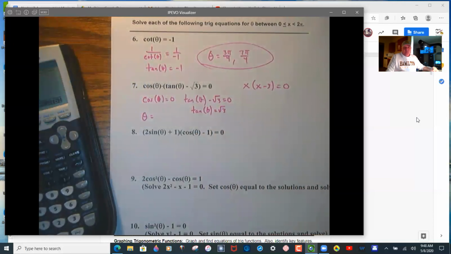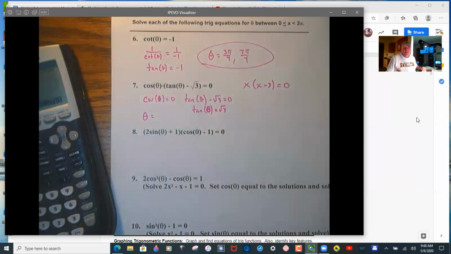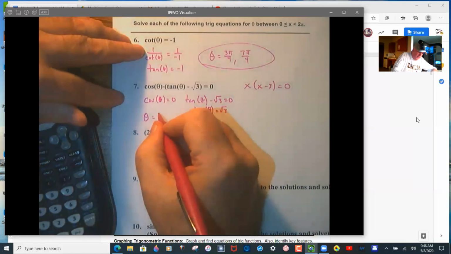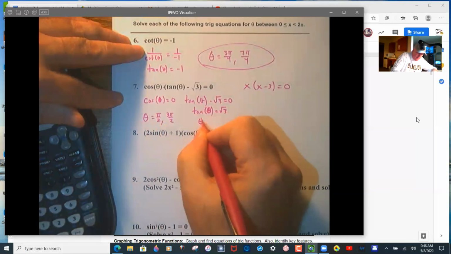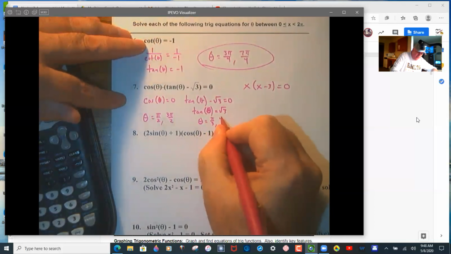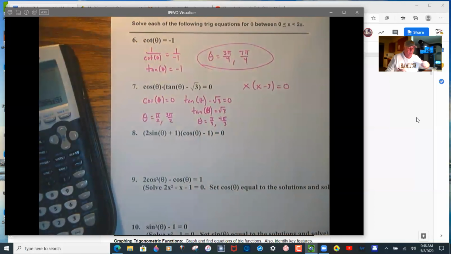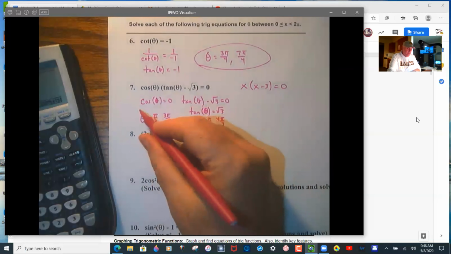So here's what happens. As I do this out, I come up with pi over 2 and 3 pi over 2 here, using the table. And then here, it's pi over 3 and 4 pi over 3. But guess what? When I go and put this in the calculator, which I'm not going to do, but if you put that in left to right, you will not pick these two up. These are extraneous.